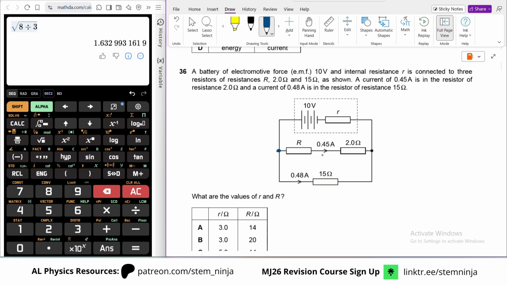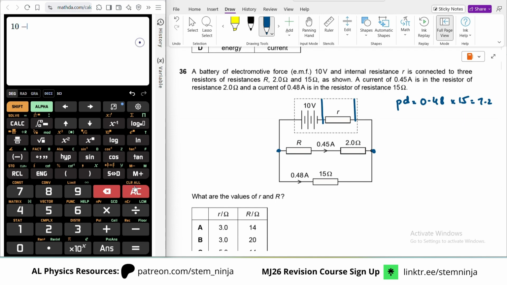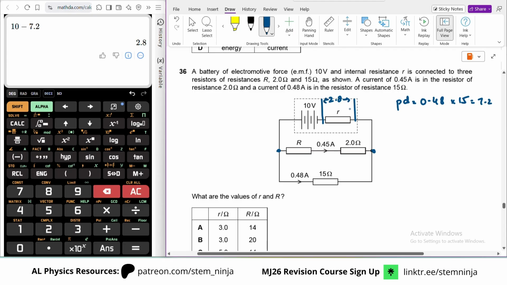Okay, so we can find out the terminal potential difference by multiplying 0.48. So the PD across the parallel arrangement is 0.48 times 15, which is 7.2. This also gives us the potential difference across the internal resistance r, that is 10 minus 7.2, which is 2.8 volts.